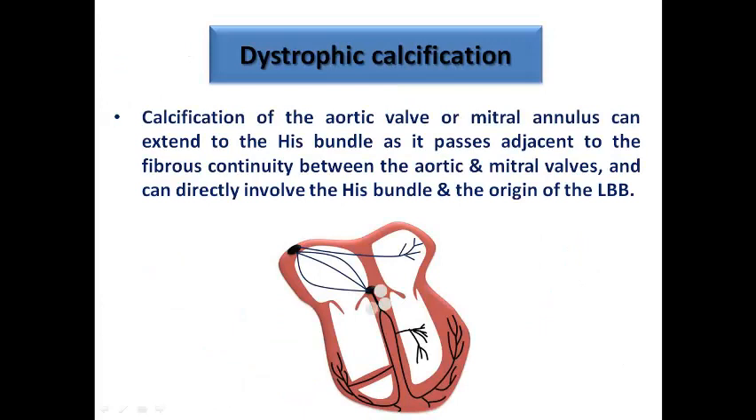So also another pathology occurs here, which is dystrophic calcification, in which there is calcification of the aortic valve or the mitral annulus, which is very common finding in old age in the echocardiography. And this calcification may extend to the His bundle as it passes adjacent to the fibrous continuity between aortic and mitral valves, and so it may involve His bundle and it may involve left bundle branch. And so dystrophic calcification, which occurs in old age, may be a reason for heart block.